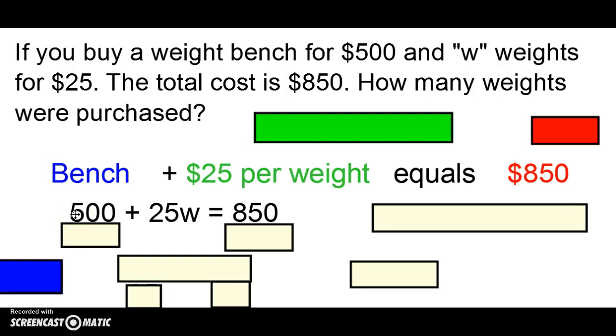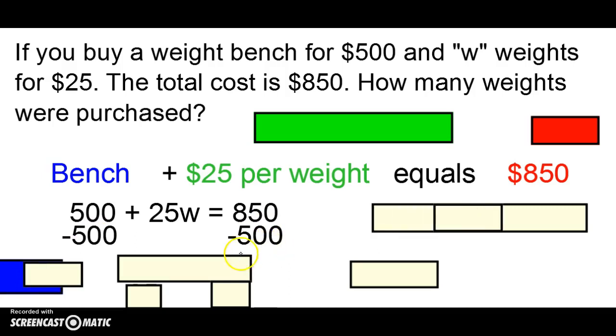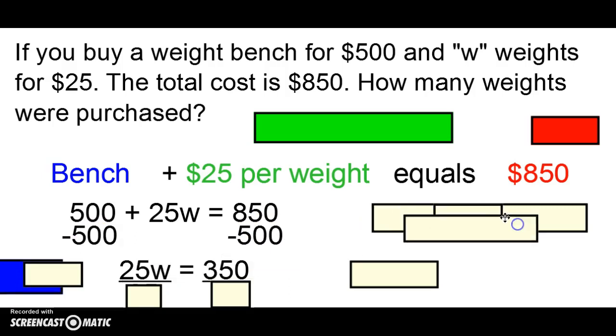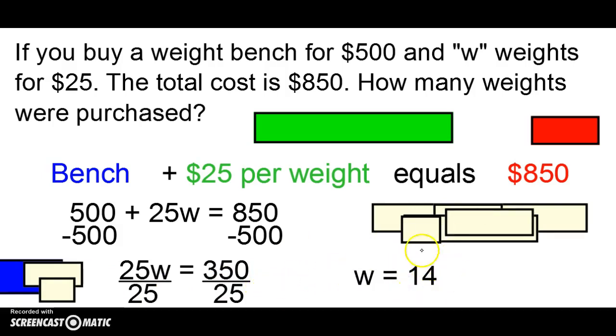Now, it's a two-step equation, and this one in the book, they do want you to solve it. So you want to move 500 to the other side, so your numbers are on the other side. Minus 500, minus 500. So now you have 25W equals 350. We want to get W alone, so divide both sides by 25. And it looks like you bought 14 weights, because each weight was $25 plus the 500 for the weight bench.